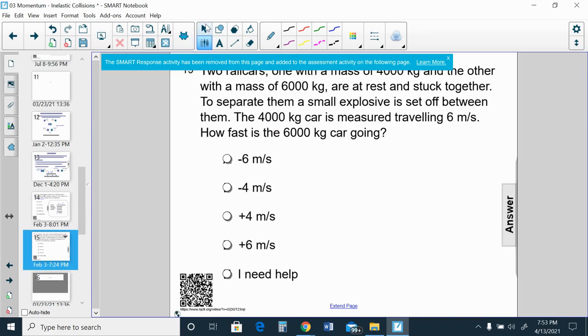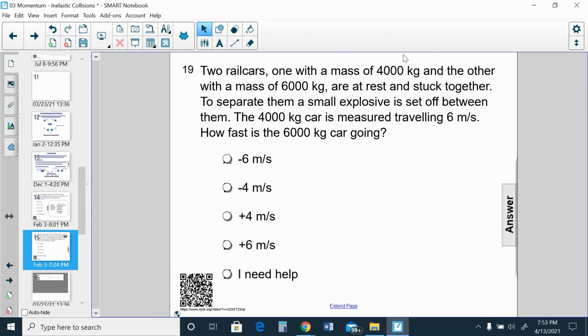Okay, 2 rail cars, one with a mass of 4,000 kilograms and the other with a mass of 6,000 kilograms, are at rest and stuck together. To separate them, a small explosive is set off between them. The 4,000 kilogram car is measured traveling 6 meters per second. How fast is the 6,000 kilogram car going?